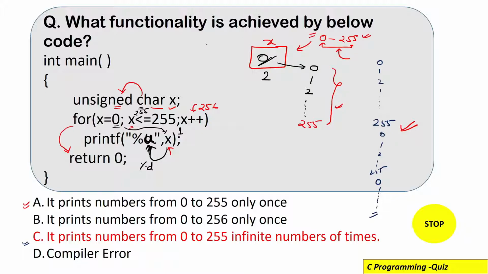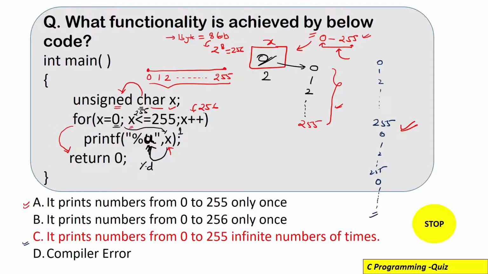Just to recap, this character variable is 1 byte. 1 byte means 8 bits. In 8 bits, you can represent how many numbers? 2 to the power 8, that means 256 numbers. Because all the numbers are unsigned, to find the range, the numbers start from 0, then 1, then 2, and the last number will be 255. So in total these are 256 numbers. This is the range of the unsigned character variable.